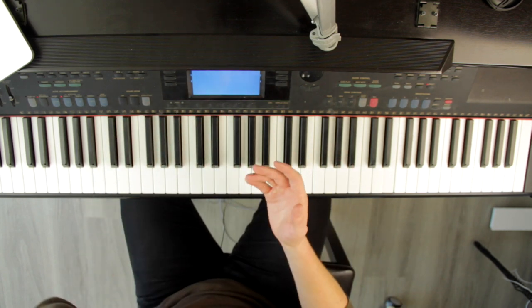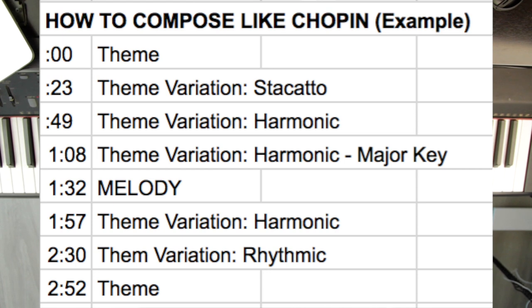All right, so just to recap, the beginning is the theme. At 23 seconds, we have the staccato variation, where it's a different left-hand pattern, but the same notes. Then we have the harmonic variation at 49 seconds, which is a minor pattern going down. And then we have a harmonic variation at 108, which transfers to a major key. And then at 132, the melodic pattern that drops the theme for a while so the audience doesn't get too bored with the theme.